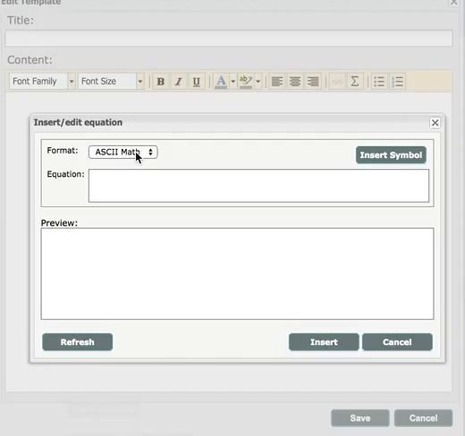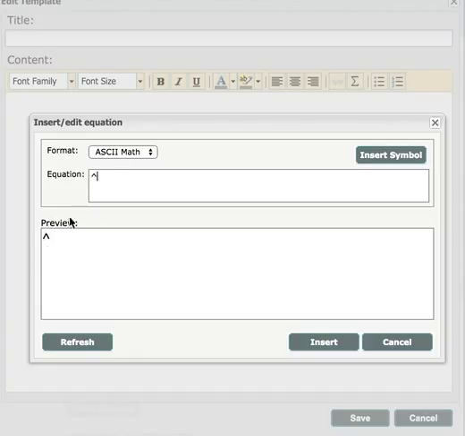If I can't remember the symbol, I can click up here and go from ASCII math to LaTeX math. I'm going to stick with ASCII math for right now, and I'm going to show you what happens when I type in this little symbol. It's called a caret. It's a shift and the number 6 on the keyboard.